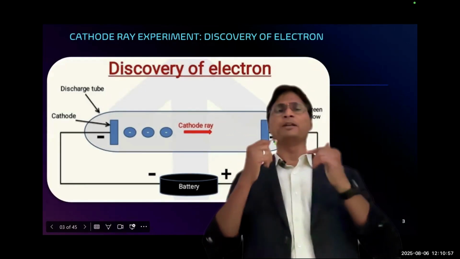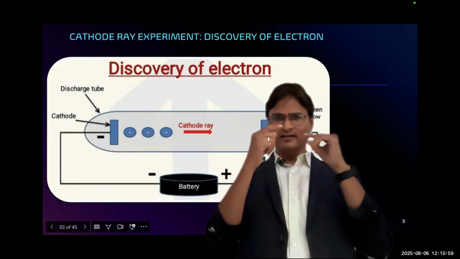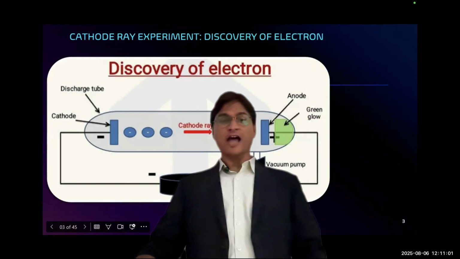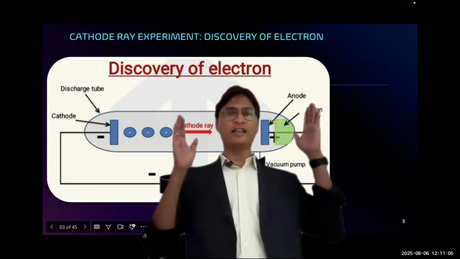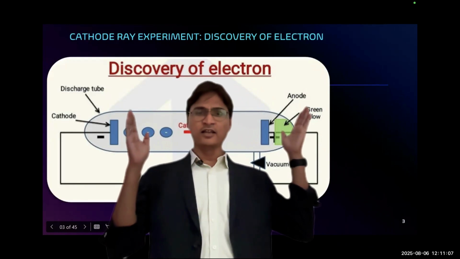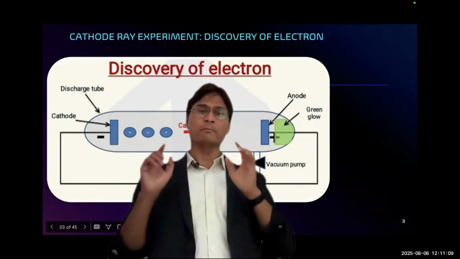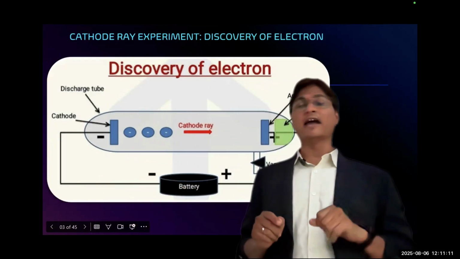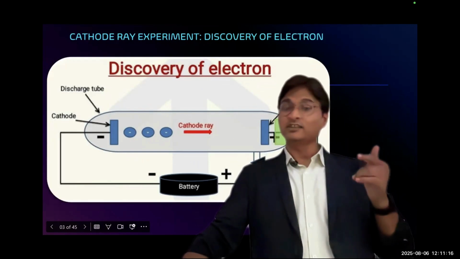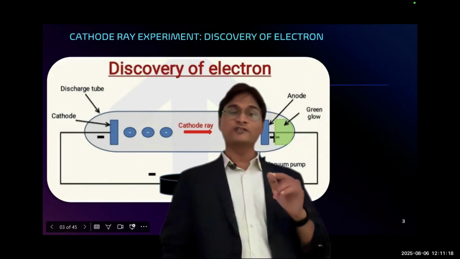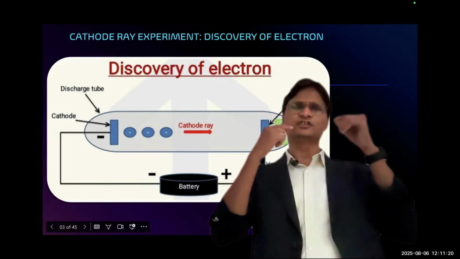He took a very simple setup. It was a glass tube. In this tube, he took two plates, one on the left side and the other on the right side, and he connected them to a battery. The battery had very high voltage. And the second condition he created was very low pressure inside this tube.